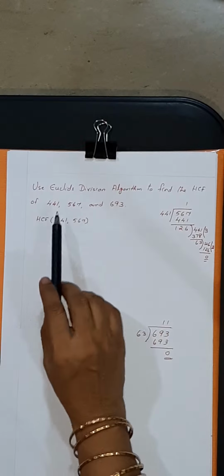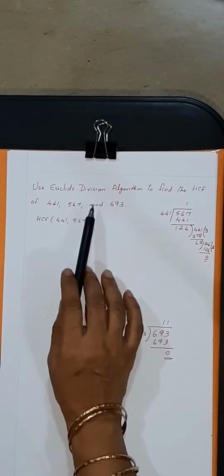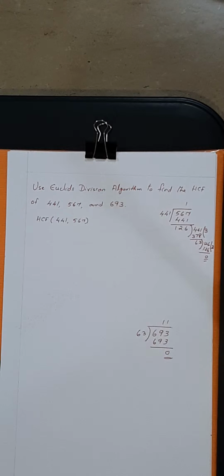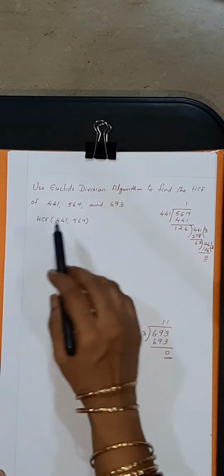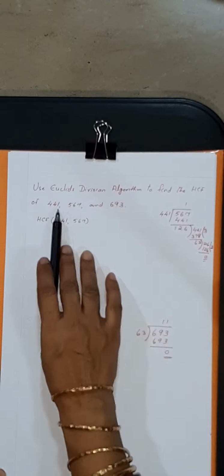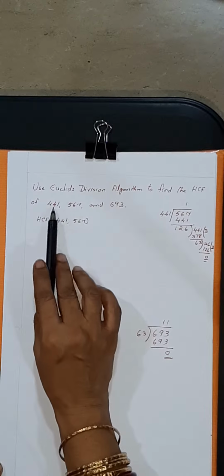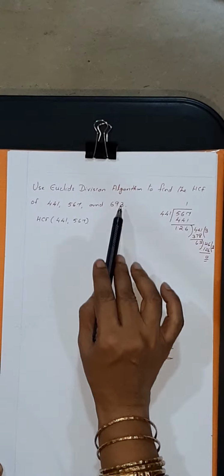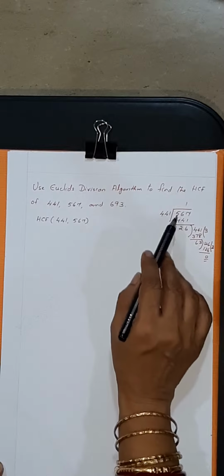Now we have to find the HCF of 3 numbers. In the previous problem we did the HCF of 2 numbers. So this division algorithm is much easier than the factorization method. For finding the HCF of 3 numbers, first you have to find the HCF of any 2 numbers. Then you will get an HCF value, and with that value and the third number you have to find the HCF again. So let us start with these 2 numbers, 441 and 567.